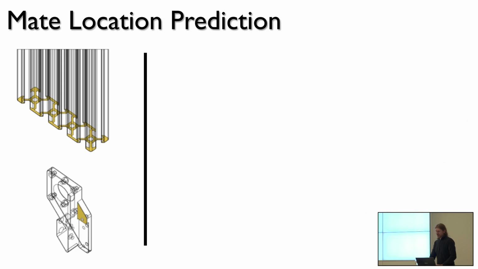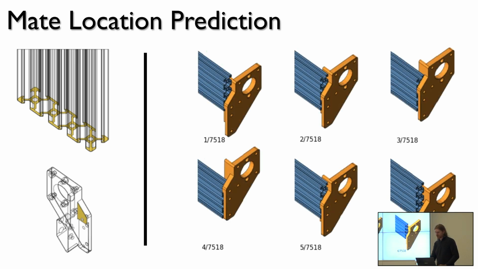So here are the kinds of suggestions that we can make. The user has selected a bracket face and the end of this complicated aluminum extrusion. And from these two selections, our system generates initially over 7,500 potential mates. And here are the top 6 in its ranking.